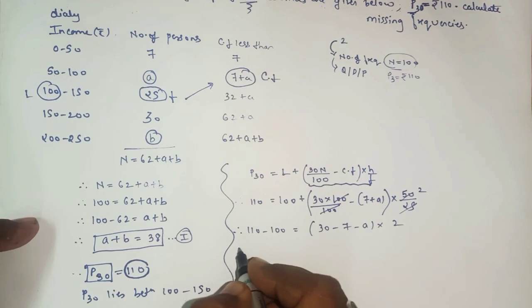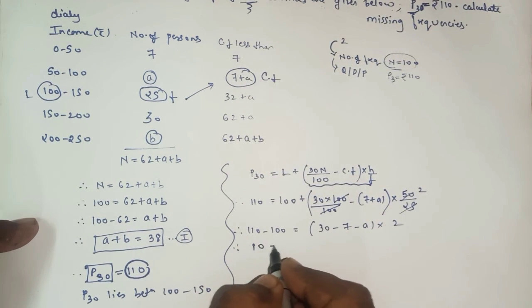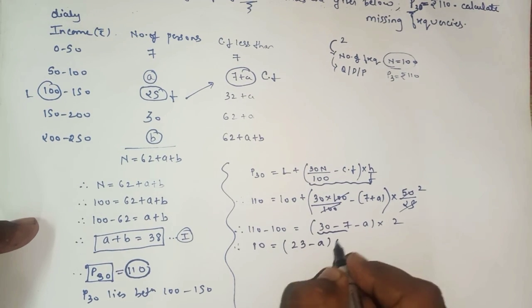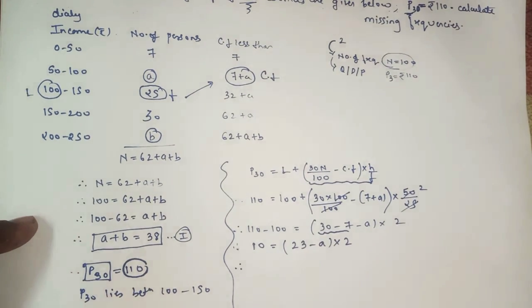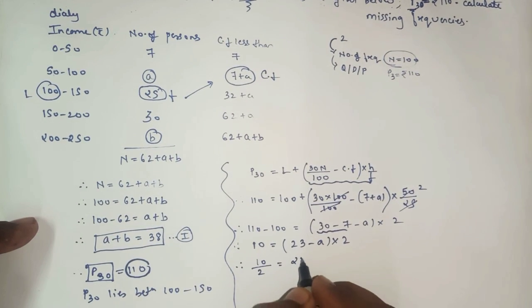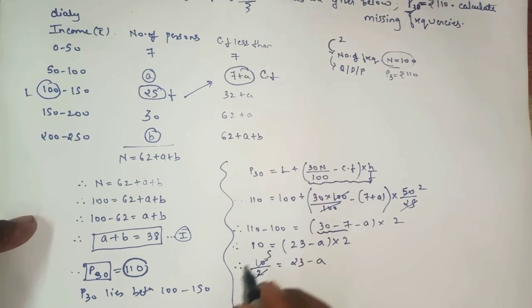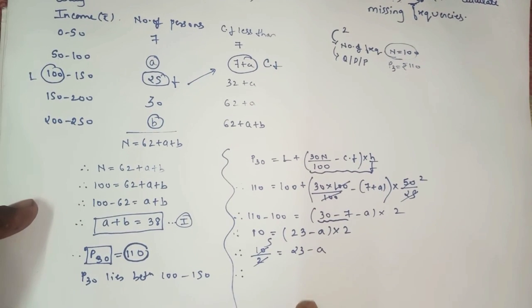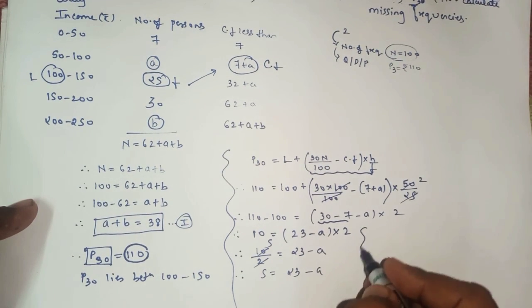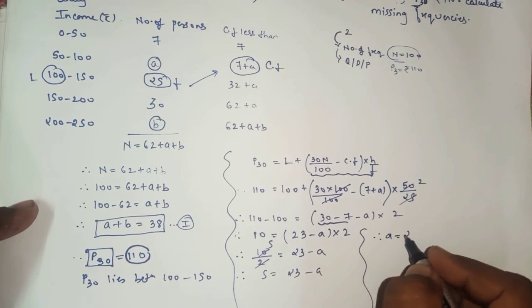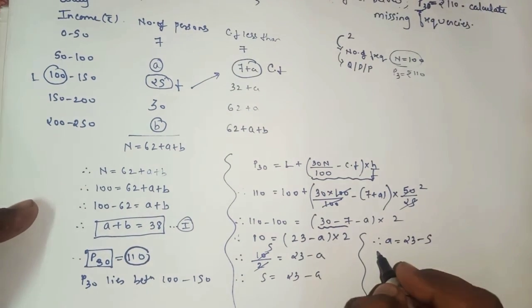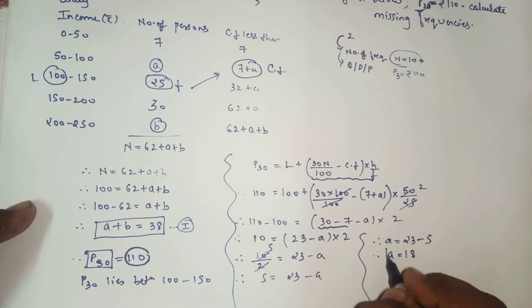Yes or no? So 110 minus 100 will be 10, equals 30 minus 7 is 23 minus A into 2, yes or no? Okay, so bring this 2 down to the denominator. So 2 ones are 2, fives are 10. So therefore 5 equals 23 minus A, yes or no? So therefore A equals 23 minus 5. So here we got the first answer as 18.